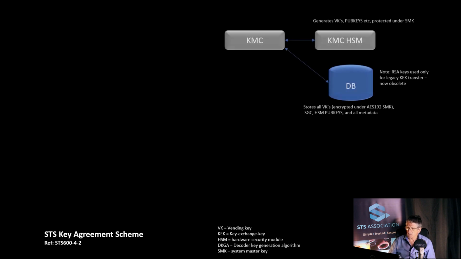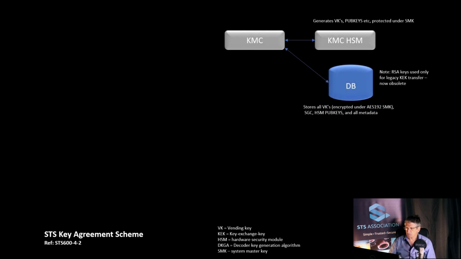There's a few definitions or acronyms at the bottom of the screen, which you can see. VK is a vending key. KEK is a key exchange key. HSM is a hardware security module, sometimes also referred to as SM, security module. DKGA, decoder key generation algorithm, and SMK, system master key. So let's have a look at where we are.